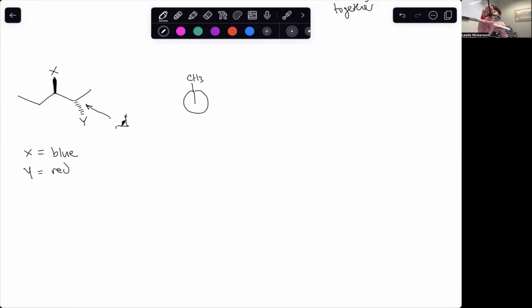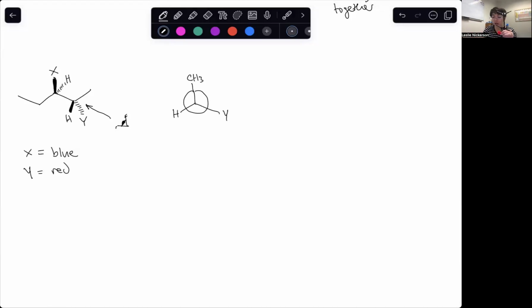And then we look at our front carbon, we've got that red on the right. That's our Y. And then our H on the left. Okay. Whenever I'm doing this, it does help to draw in those hydrogens on their respective wedge dash, just so that you have them there.